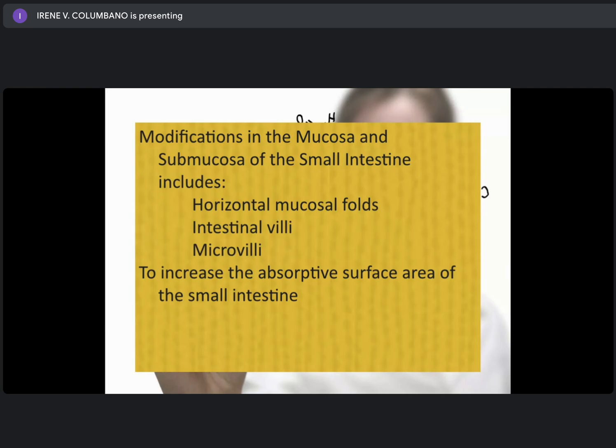So, modification in the mucosa and submucosa of the small intestine. Ano naman ang kakaiba dito sa ating small intestine? Pag small intestine, dahil sa absorption ang kanyang function, andyan lahat ang microvilli. Remember, ang microvilli, anong ginagawa niya nga ulit? What is the function of microvilli?